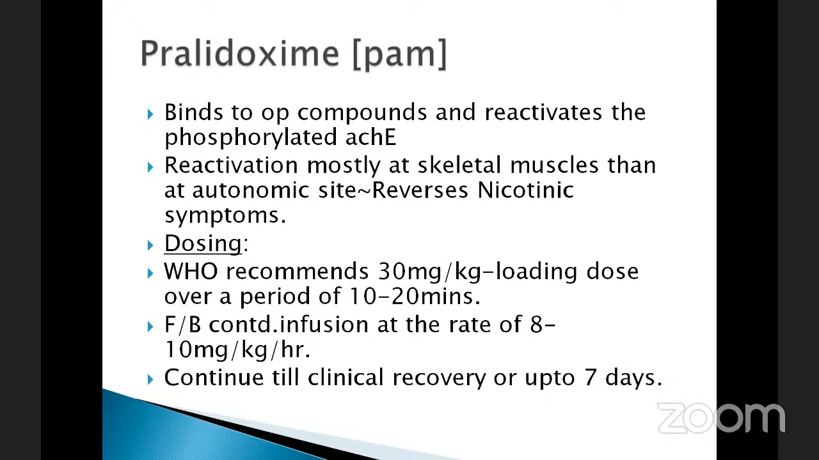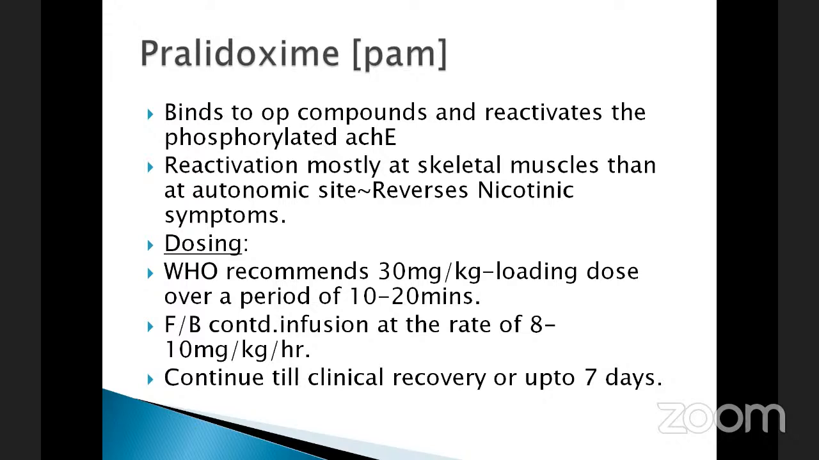How much charcoal do you give? What is the dose of activated charcoal? 50 grams, sir. If the patient weight is more than 50 kg, single dose. Activated charcoal, single dose of 1 to 2 grams per kg body weight, sir.